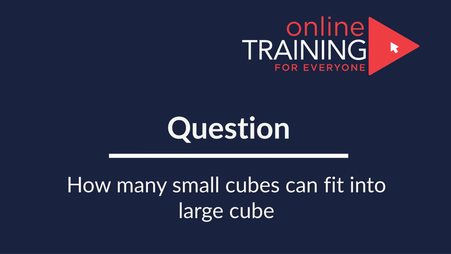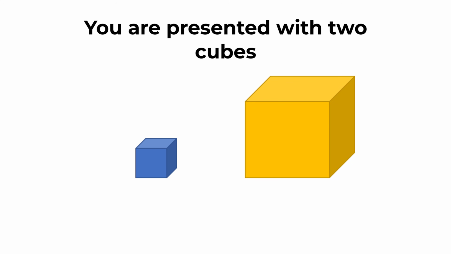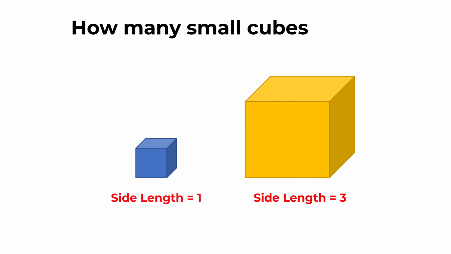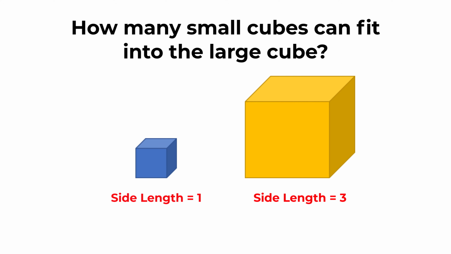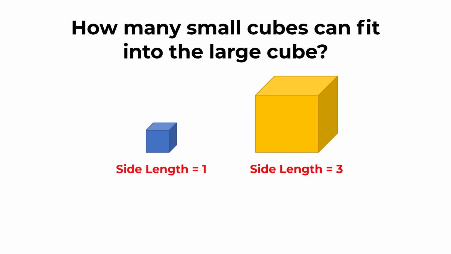Here's a cool question which you frequently see on the test. You're presented with two cubes. One cube has side length equal 1 unit, and second cube is a larger cube and it has side length equals 3 units. So the question is, how many small cubes can fit into the large cube? And you have 4 different choices. Choice A, 9, choice B, 18, choice C, 27, and choice D, 81.